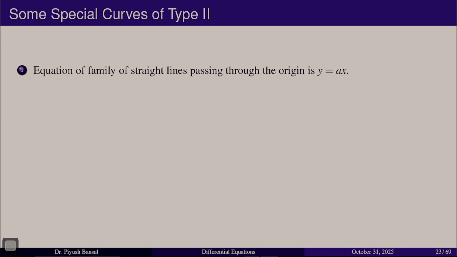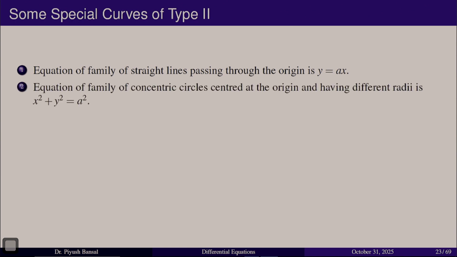Now, these are some of the special curves of type 2. First one, the equation of a family of straight lines passing through the origin. So, this will be y equal to ax. Second family is the family of concentric circles which are centered at the origin and having different radii. So, the center is fixed here, radii can vary. So, this will be of the form x square plus y square equal to a square. Again, only one arbitrary constant here, which is a.